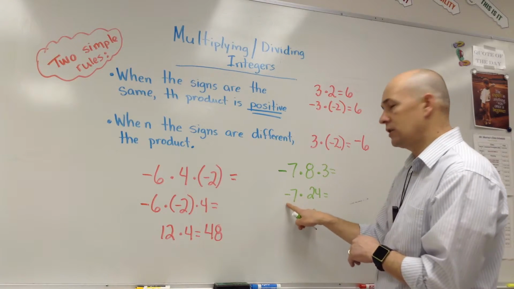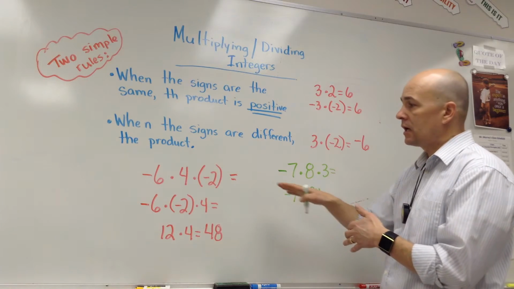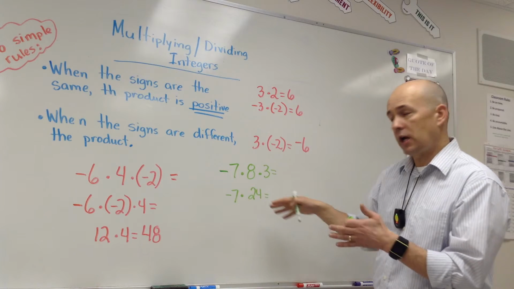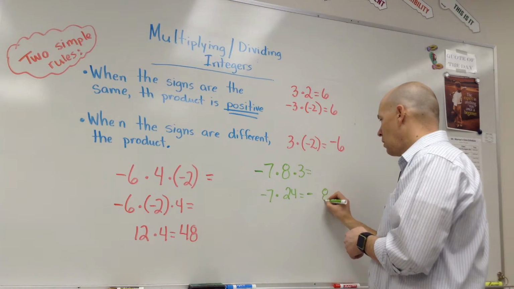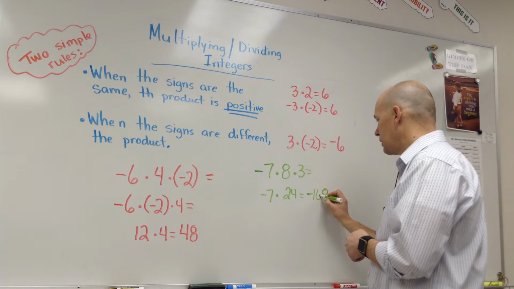But now the signs are different. When the signs are different, my answer has to be negative. So even though I have 2 positives here, that one negative changes it. And this will end up being a negative, what's that, 8, 14, 168, I believe.